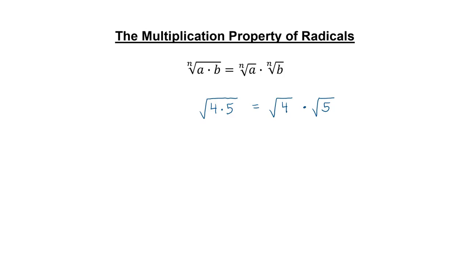Now, don't try to do this with any other operation except multiplication. In other words, the square root of 4 plus 5 is not the same thing as the square root of 4 plus the square root of 5. This property of radicals only works if we're multiplying underneath the radical symbol. The same thing would apply if we were to look at something like the square root of 4 minus 2. The square root of 4 minus 2 is not the same thing as the square root of 4 minus the square root of 2. This only works when we're multiplying underneath the radical symbol.